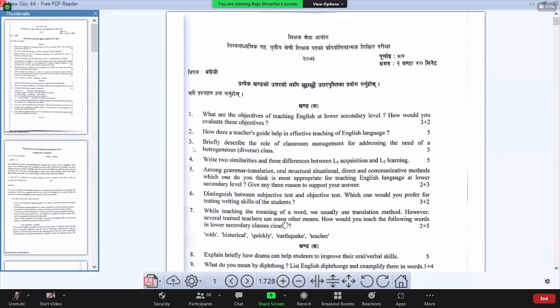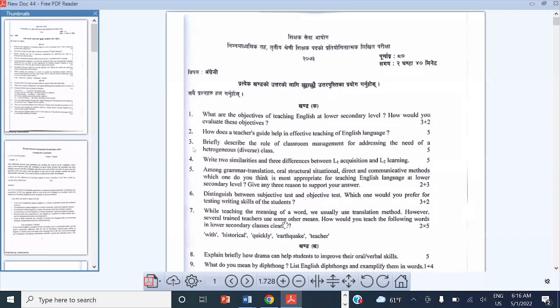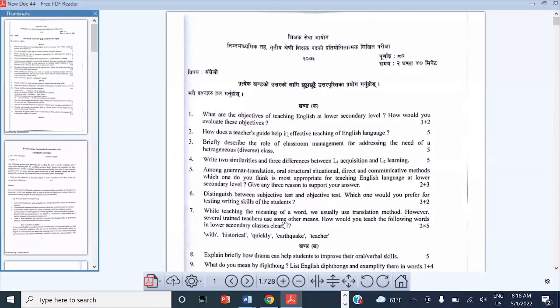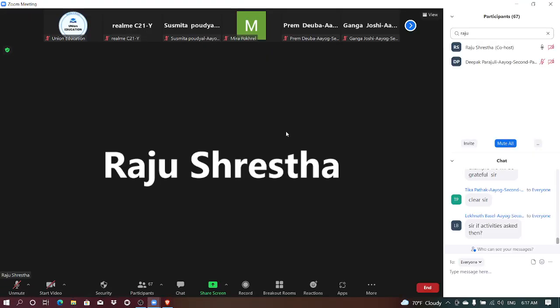This is question number 7, sir, you started, the question we discussed in the last class. Just to remind, right? Here the basic steps, then we have to check different ways of presenting meaning of words. While teaching the meaning of a word, we usually use the translation method. However, several teachers use some other means. How would you teach the following words in a lower secondary level class? Clearly, words will be given. Then, how do you teach those words? You can use a variety of activities to teach these words. So, in this way, a question may also be asked.